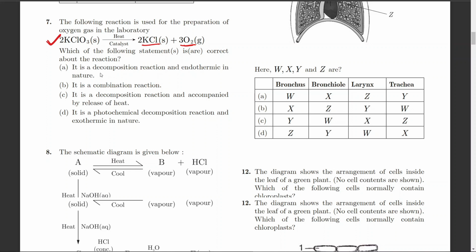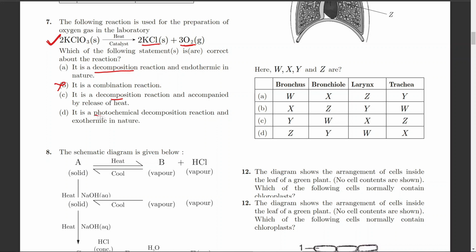So do you think it is a decomposition reaction or not is the question first of all. So decomposition reaction is one in which there is one reactant and then it further divides to give us 2 or more products. That is called a decomposition reaction, correct? Now, yes, it is a decomposition reaction. Okay, it is a combination reaction. No, it is a decomposition reaction. Yes, it is a photochemical decomposition reaction.